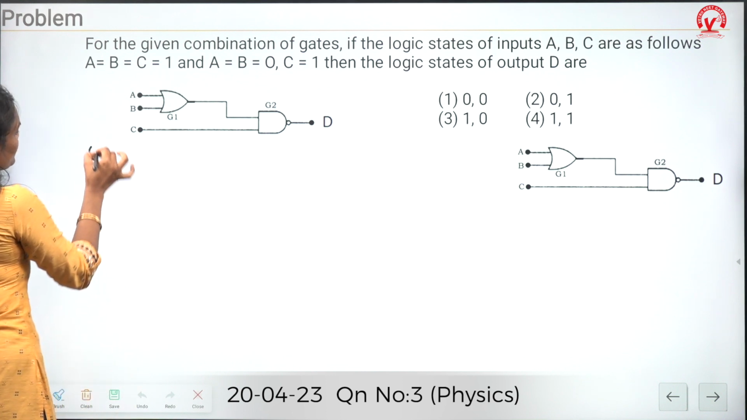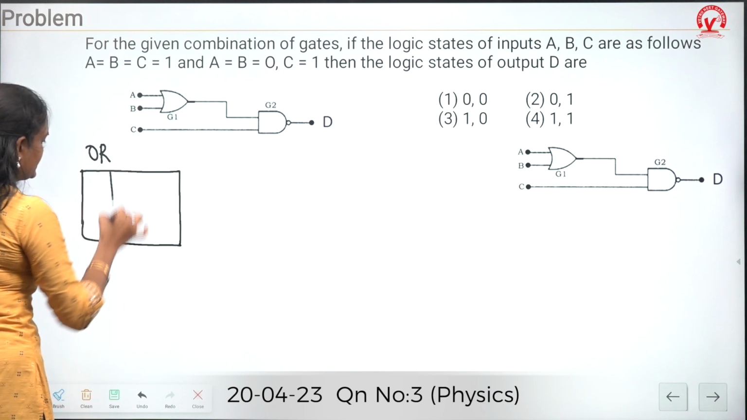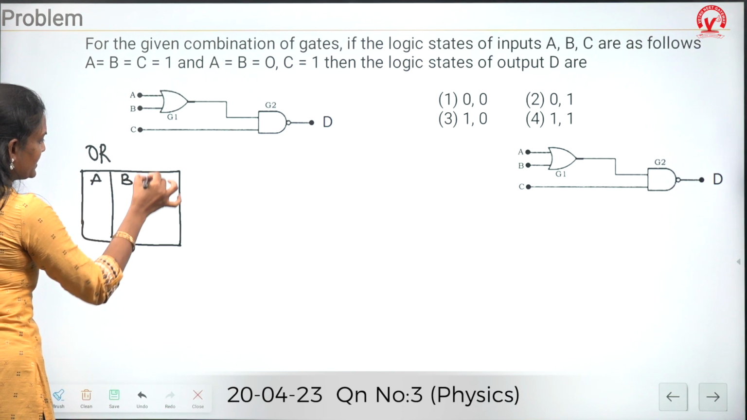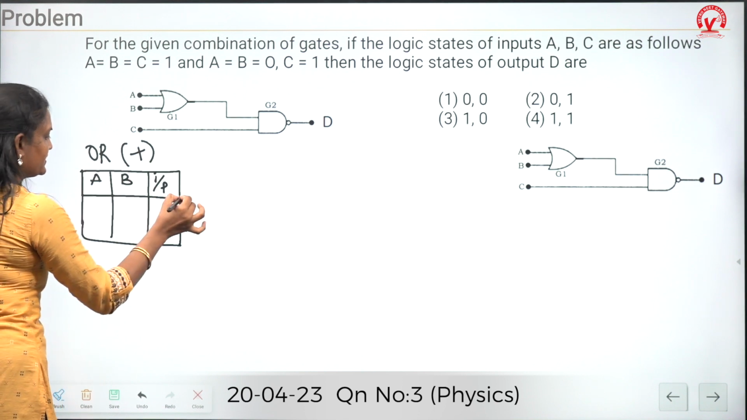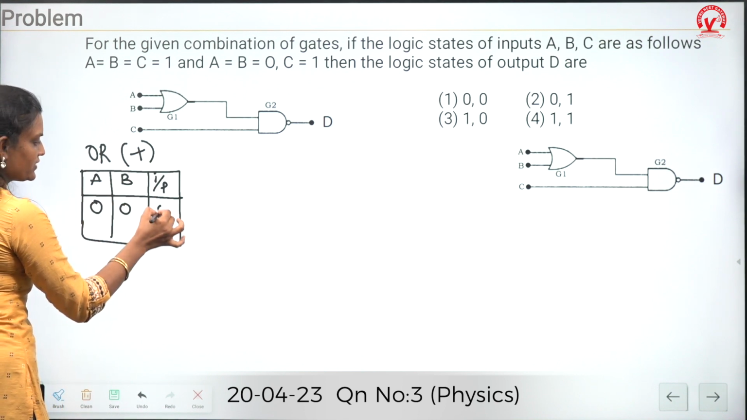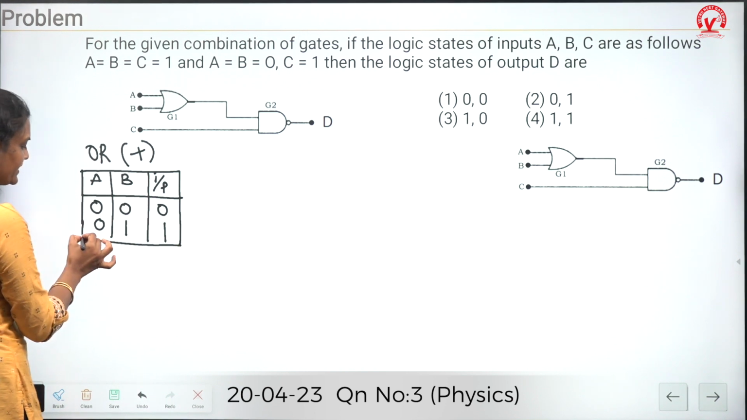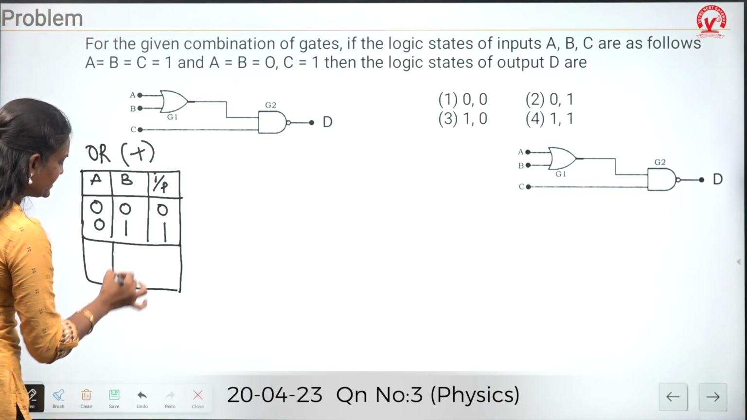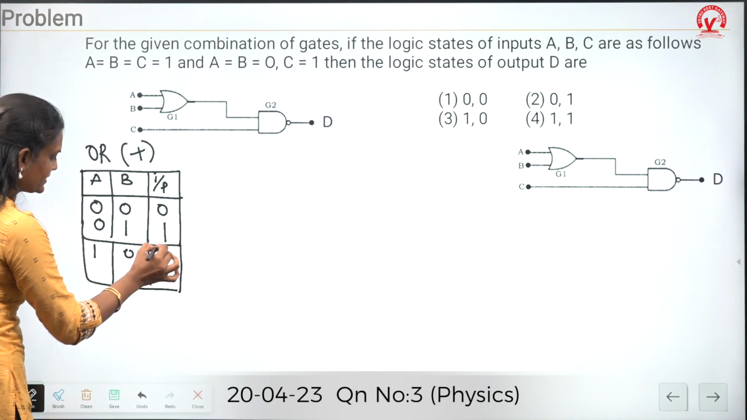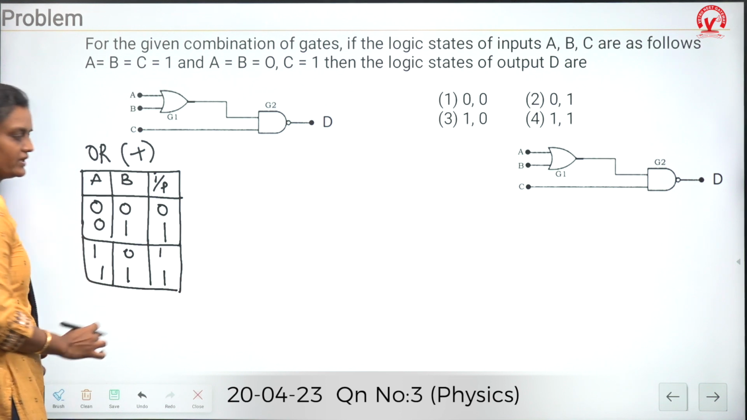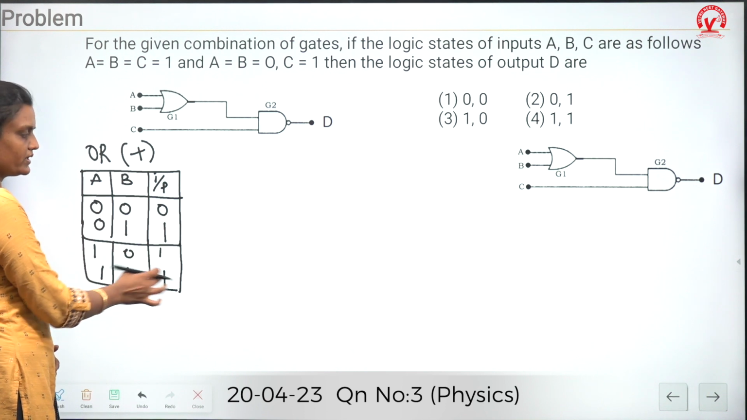So the OR truth table: A, this is B, and here the output. OR gate means we need to add. So 0, 0 is equal to 0 and 0, 1 is equal to 1. Addition. And the next one, 1, 0 is 1 plus 0 is 1. And 1, 1 is 1 only. So for the OR gate, 0, 0 is 0, 0, 1 is 1, 1, 0 is 1, 1, 1 is 1.